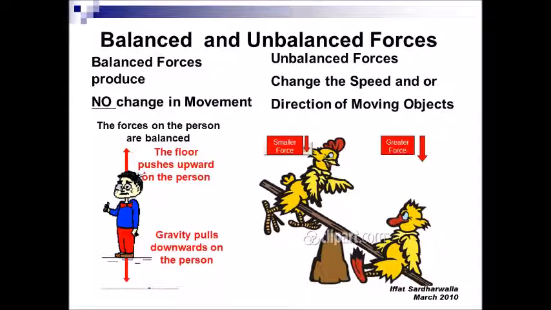There are balanced forces and unbalanced forces. A balanced force produces no change in movement. That means the forces moving against each other are exactly the same. Think of a tug of war, right? Equal people, if you're playing a tug of war against yourself, you're not going to move. But if you look at the unbalanced forces here with the little chickens, you see that there's going to be a change in direction. An unbalanced force causes a change in speed and/or the direction of the object.